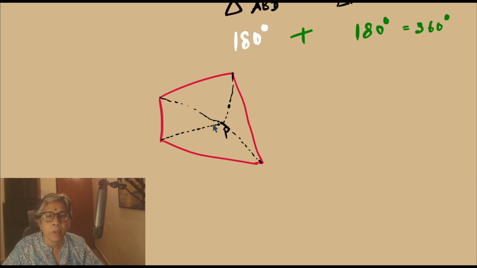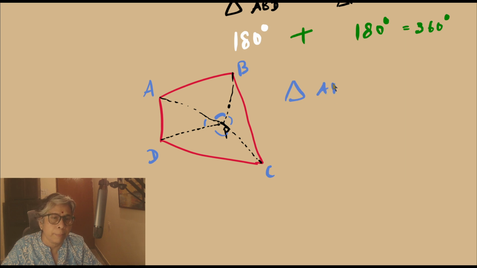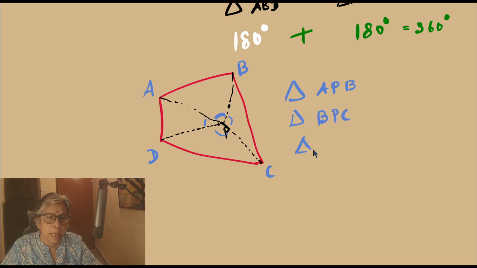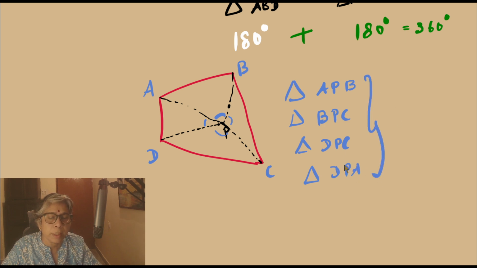So what do we have now? We have 4 angles formed here, right? This is one angle, this is one, this is one, and this is one. There are 4 angles formed. And at the same time, we have 4 triangles also. If I call this quadrilateral ABCD, we have 4 triangles, namely triangle APB, triangle BPC, triangle DPC, and triangle DPA. We have 4 triangles, right? So what would be the sum of the angles in all the 4 triangles?